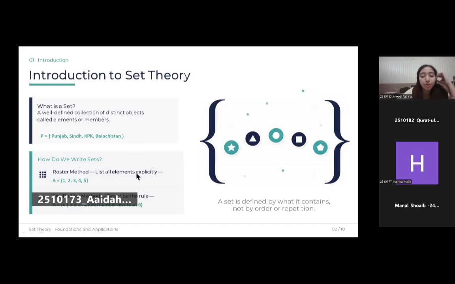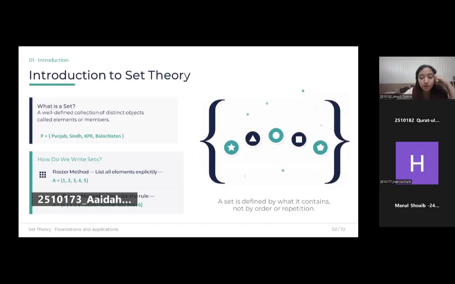Now, there is one important phrase in the definition, and that is well defined. Well defined means there should be no confusion. For example, the provinces of Pakistan form a set because we know exactly which provinces belong to Pakistan. But if I say the set of beautiful flowers, then that is not well defined because everyone likes different kinds of flowers and everyone has their own different opinions.